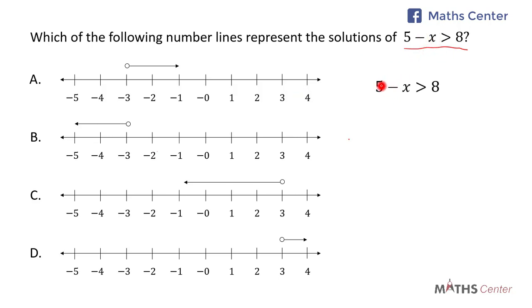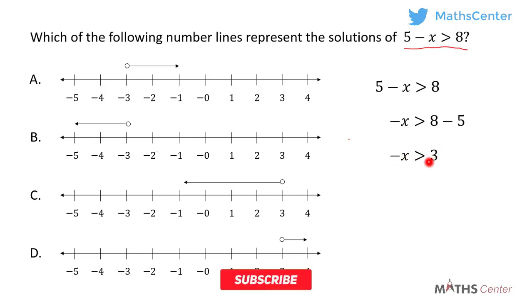The inequality is 5 minus x is greater than 8. So when you group like terms, you are going to have negative x is greater than 8 minus 5. 8 minus 5 is 3. So negative x is greater than 3. We want to find x, and so I will divide through by negative 1.